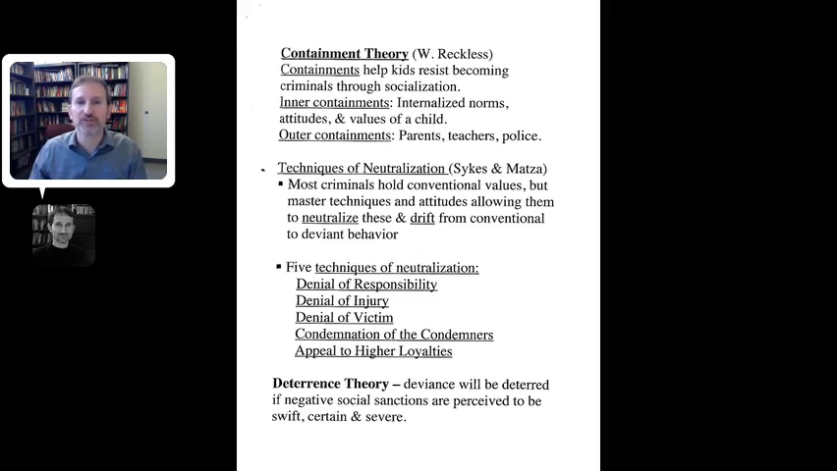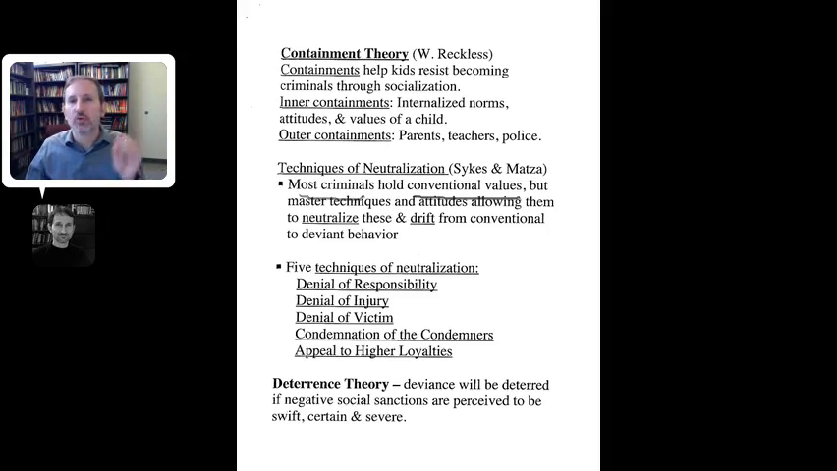Techniques of neutralization are what I like to think of as language-based ways of understanding how criminals get past the conventional values that they hold. Most criminals hold pretty conventional values most of the time. You have to in order to act in society.